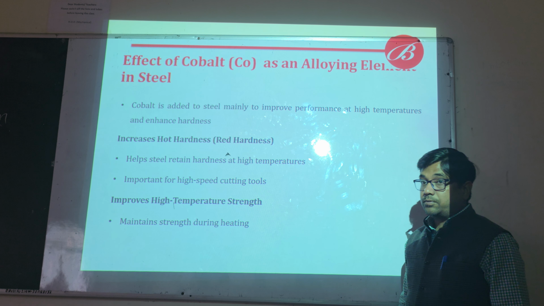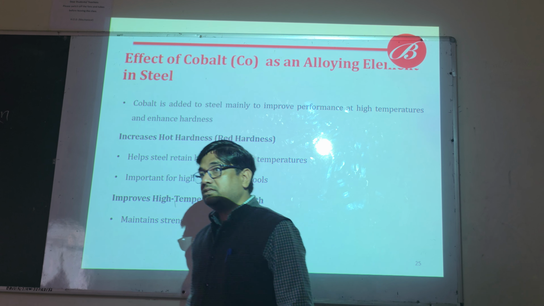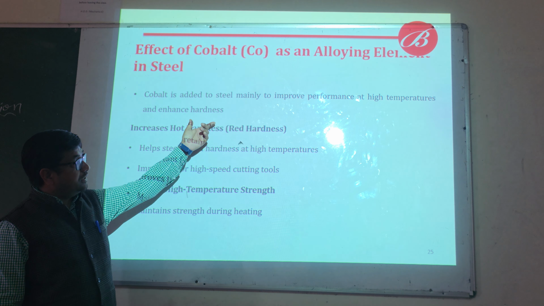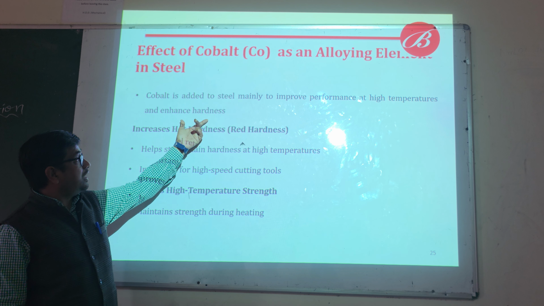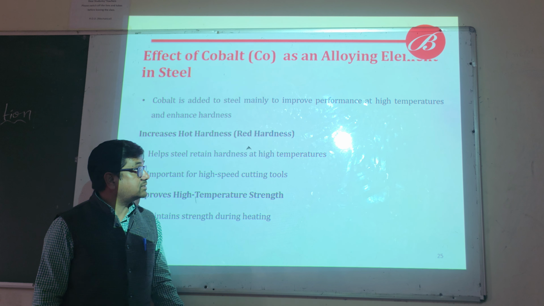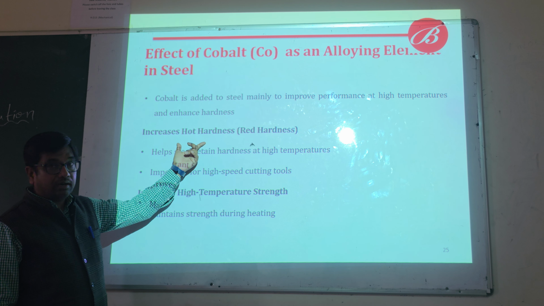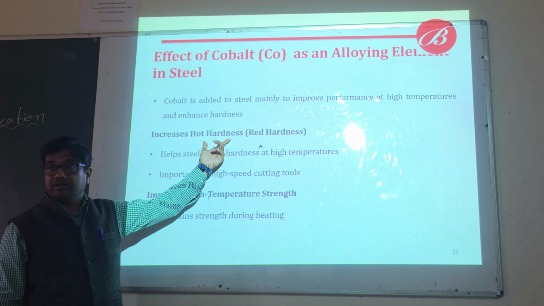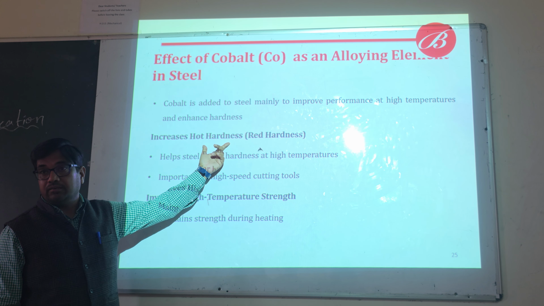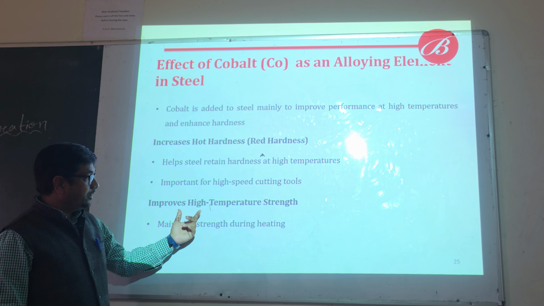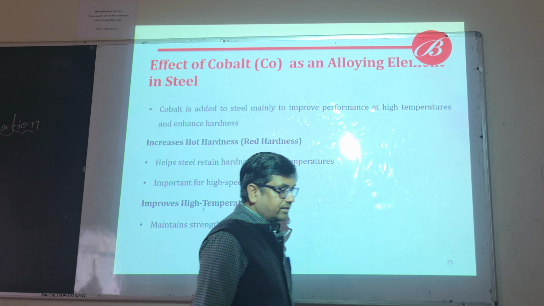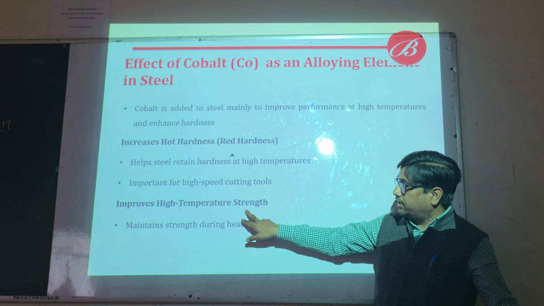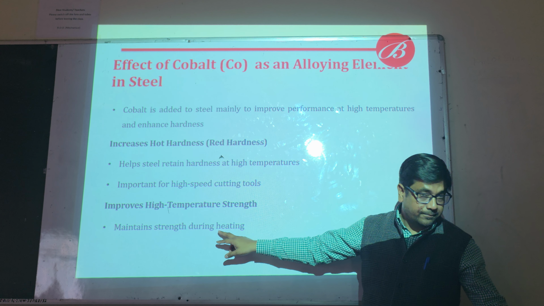The last alloying element which is added to steel is cobalt. Now cobalt is added to steel to improve the performance at high temperature and to enhance the hardness. So it increases the hot hardness, red hardness. Hot hardness, red hardness means when the material is used at high temperature, like in boilers, furnaces. It improves the high temperature strength, because the material is meant for hot hardness. So it improves the strength at high temperature.